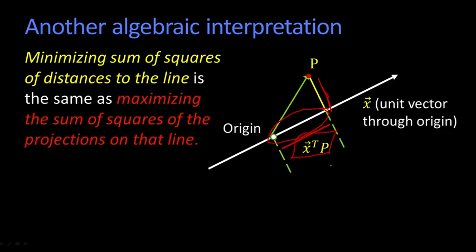x transpose P. x is some unit vector through the origin, and if we project P onto it, that's going to be the vector, and you want to maximize that length. So minimizing the sum of the squares of the distance to the line is the same thing as maximizing the sum of the squares of the projections on that line.